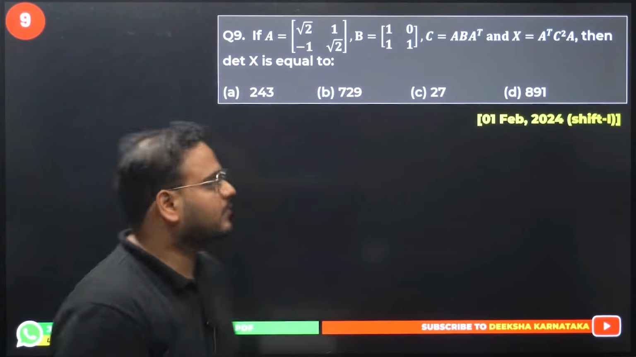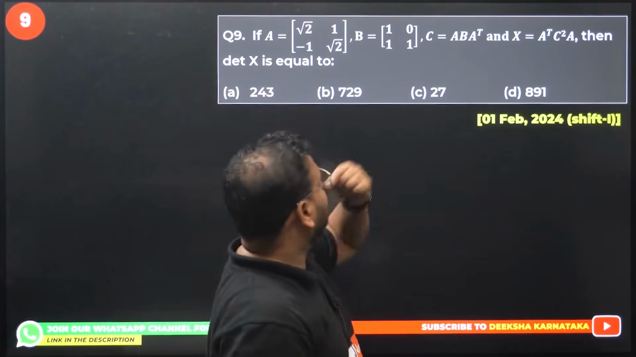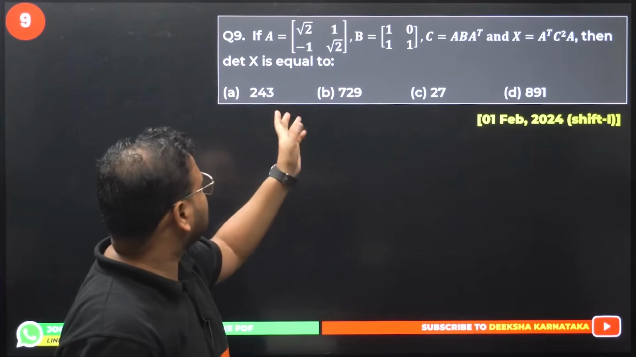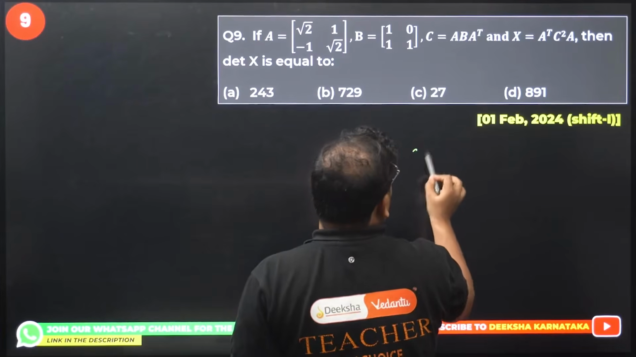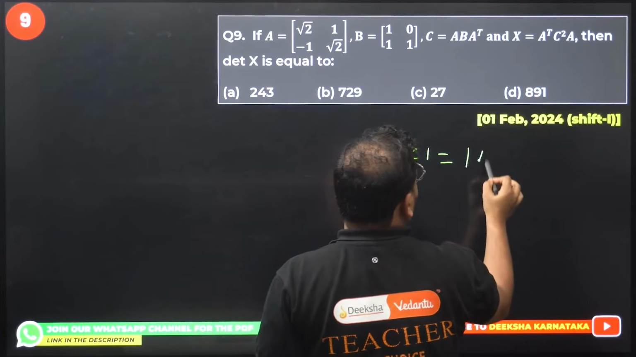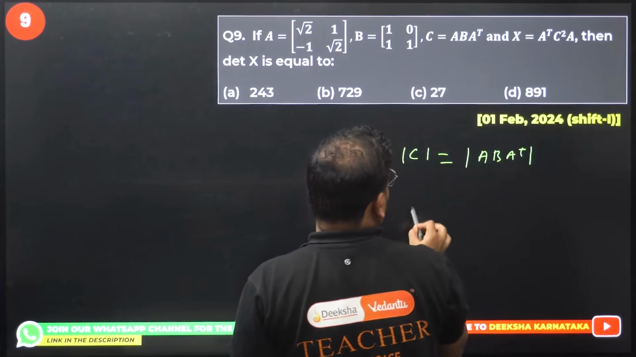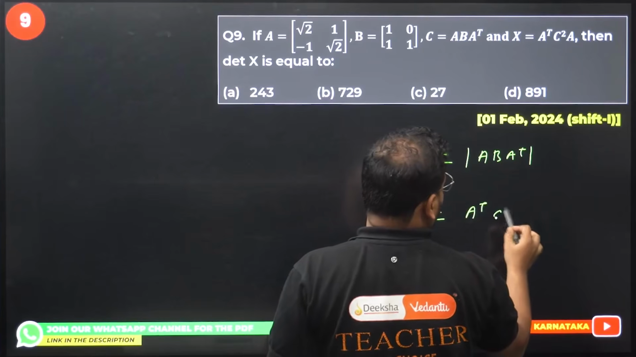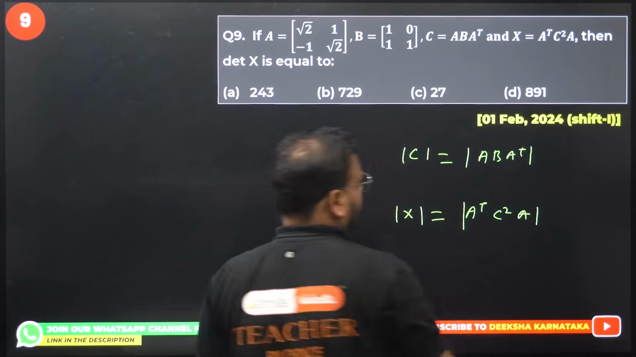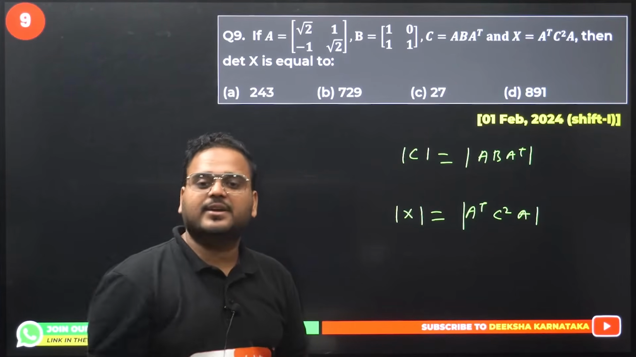Question number 9 we can solve now. So we have the determinant of A to find out. For B also we have to find out. Let's see this. Can you solve it? First find the value of C from here. Apply determinant to this, and then later apply determinant to x. Do it, you get the answer. So try once right now.